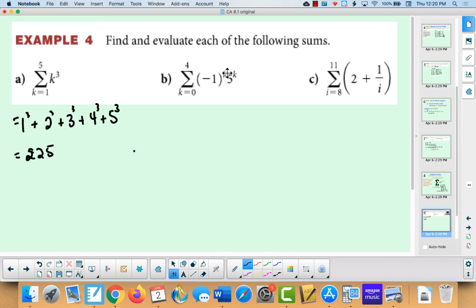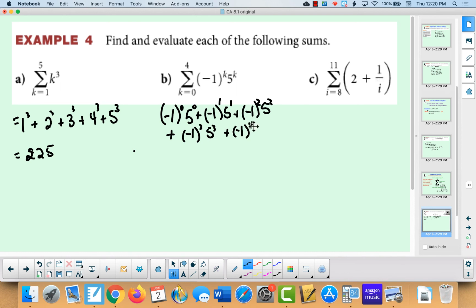This one, when I'm plugging in, notice we're starting at 0. So this is -1 to the 0 power times 5 to the 0 power, plus -1 to the 1 power times 5 to the 1 power, plus -1 squared times 5 squared, plus -1 cubed times 5 cubed, plus -1 to the 4th times 5 to the 4th. I know to stop at 4 because that's this top number. So I went from 0 to 4.